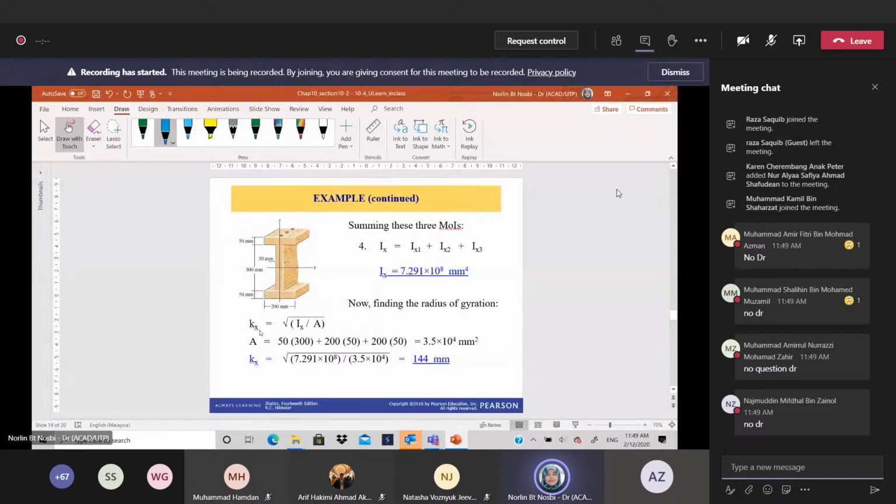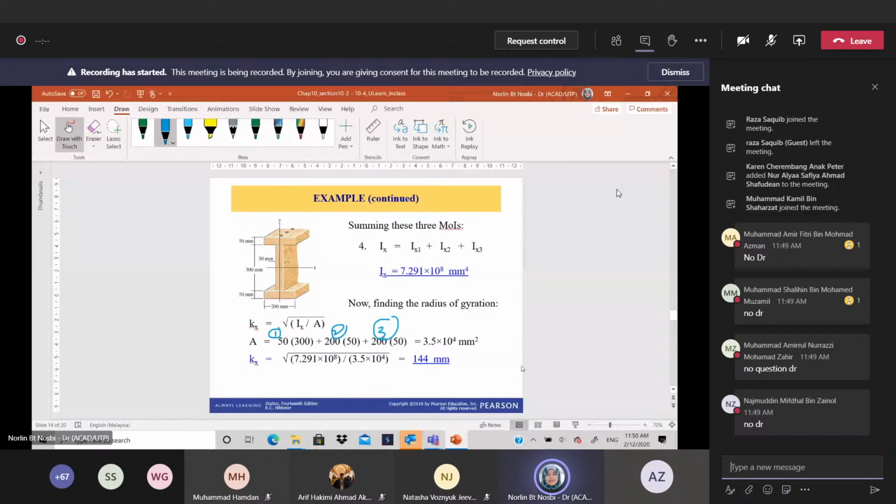Ix is the value that you sum from part 1, part 2 and part 3. So you just fill it back in and then divide by the area value. The area must be the summation of all parts: the first part, then the second part, and then the third part. So 7.291 times 10 power of 8, you divide by the total area. So you get 144 mm. This is the radius of gyration for x.